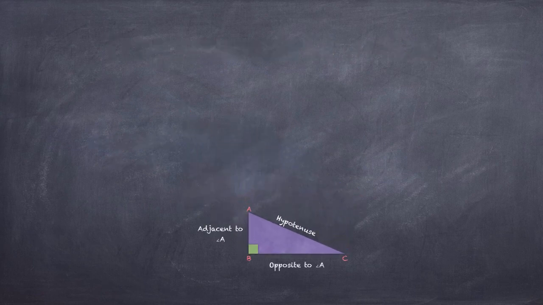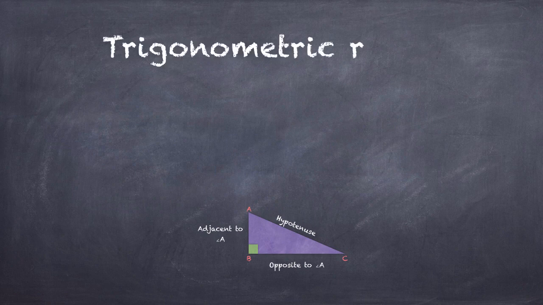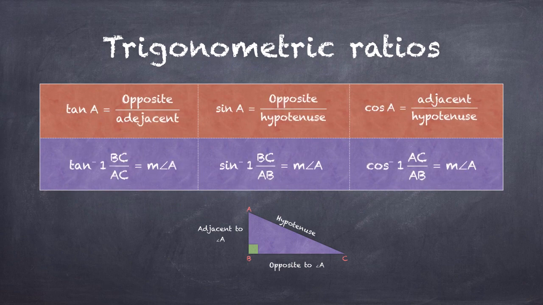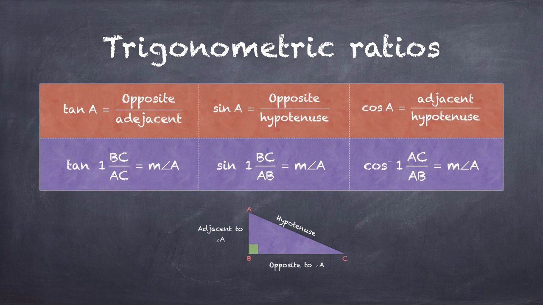These three values can be inputted into a number of different equations. These equations will allow you to find any given side length or angle measure as long as you know a single angle measure and side length.